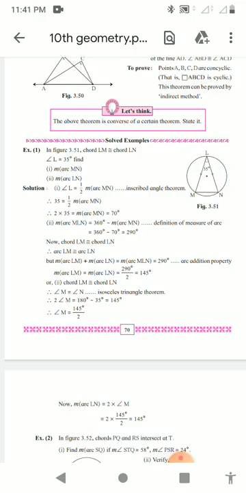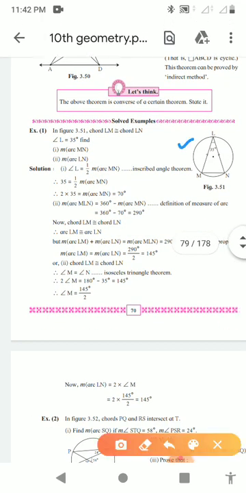Now if we see in this diagram, chord LM and chord LN are given as congruent. As they are congruent, we can say angle M and angle N are also equal, because triangle MLN becomes an isosceles triangle, and according to the isosceles triangle theorem, angle M and angle N are equal. Therefore we can write angle L plus angle M plus angle N equals 180 degrees, isn't it?